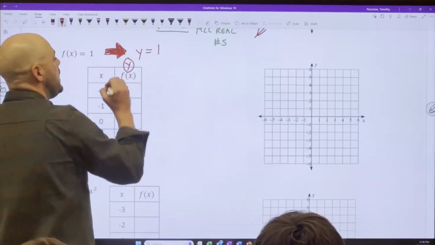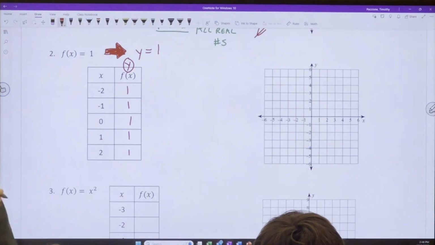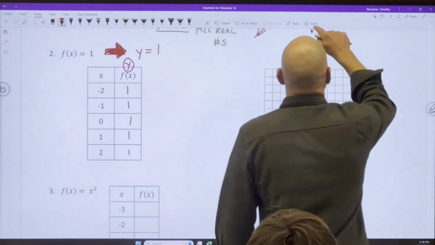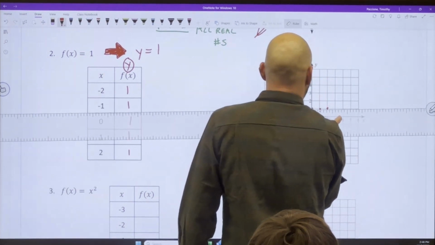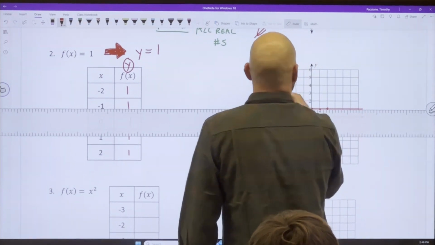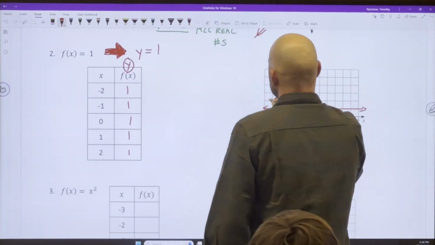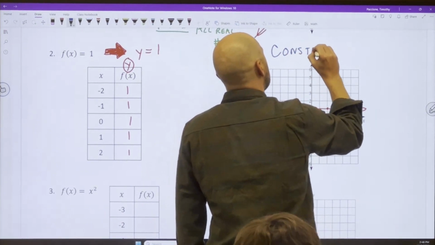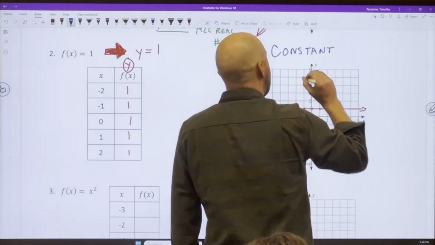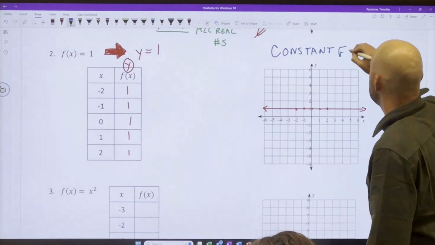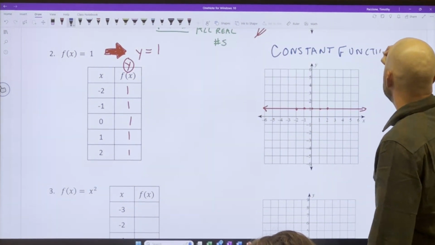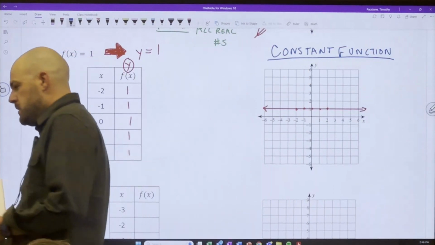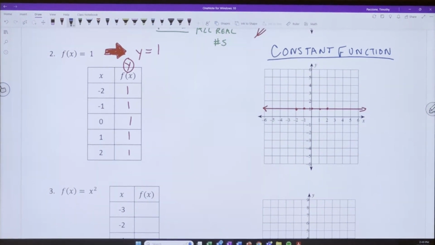And this is our y, right? So now we have some points, so we can throw them on the graph. And again, we see a line, but it's a special type of line because it goes straight across, right? And this is called the constant function. And by the way, y = 1 is just an example. You could have y = 5, you could have y = -5, you could have -100, whatever. It's just y equals a number, right?